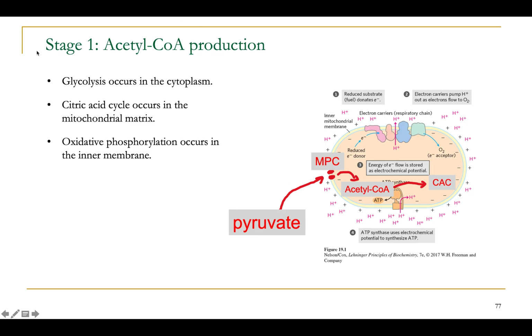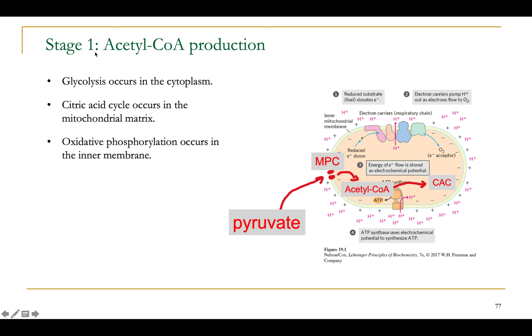So let's talk about the first step of cellular respiration, the production of acetyl-CoA. The production of acetyl-CoA is a way of catabolizing different kinds of organic matter into uniform two-carbon pieces that could subsequently be oxidized to carbon dioxide and water.